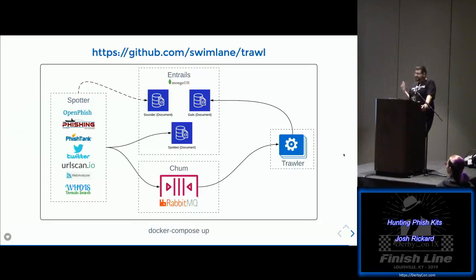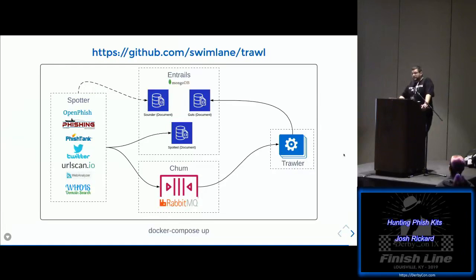What it does is say, okay, this is a new URL. I'm going to put it in a MongoDB document called Spotted, as well as put it into Chum, which is a RabbitMQ, if anyone's interested in queues. Then Trawler is the one that pulls from that queue, and it expands vertically and horizontally, a set of images that will go out and crawl.